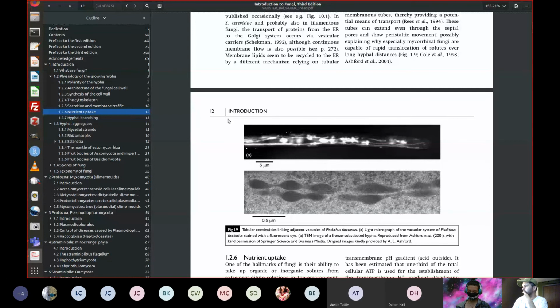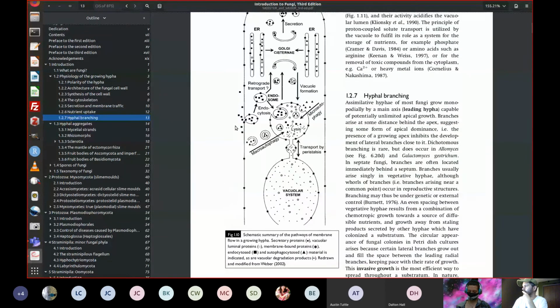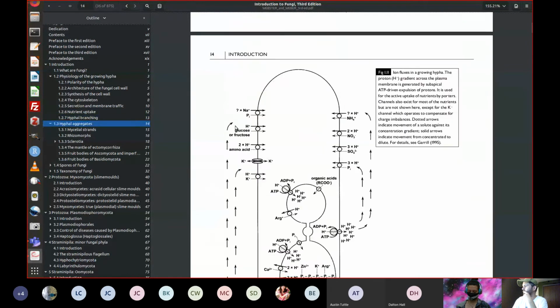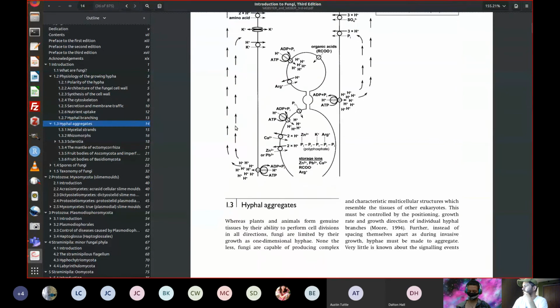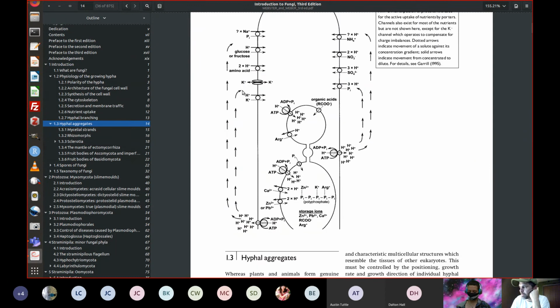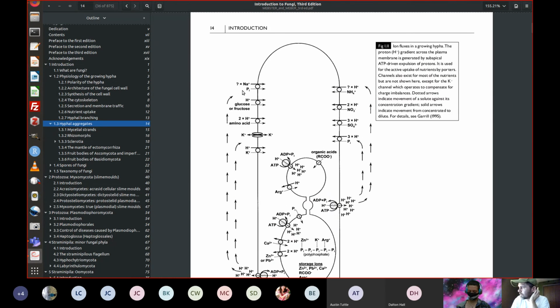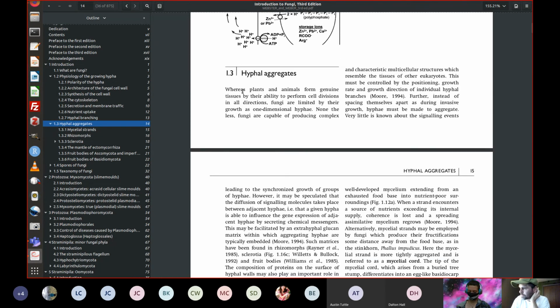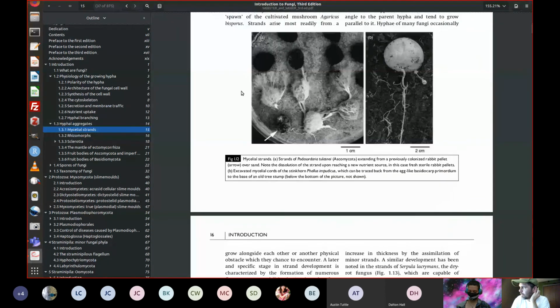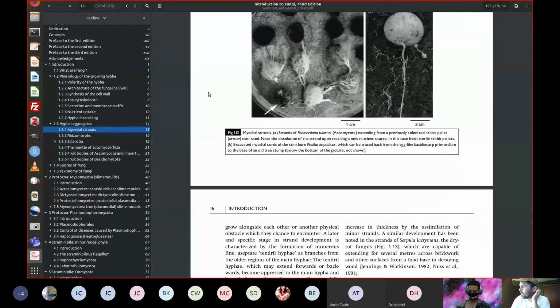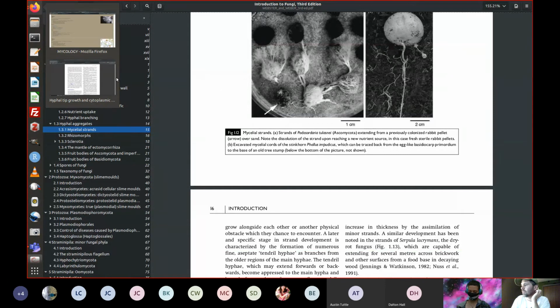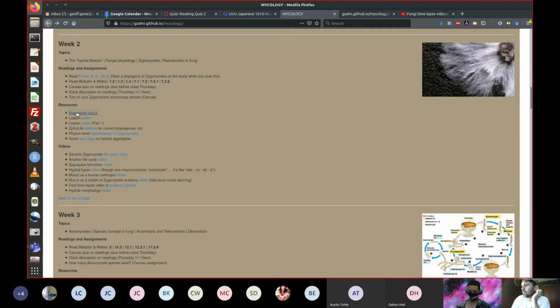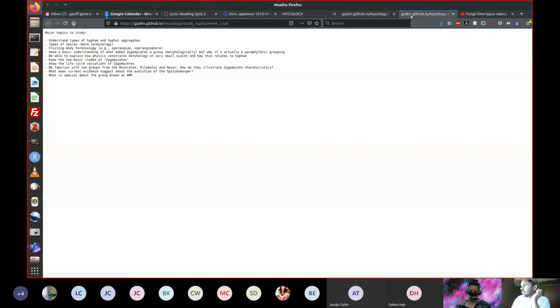Nutrient uptake. Yeah, the ultrastructural cell biology of fungi, I believe, is a bit beyond the scope of this course. So you can kind of skim that. You notice that it's not in my main learning topics.